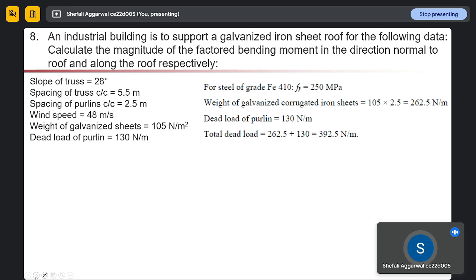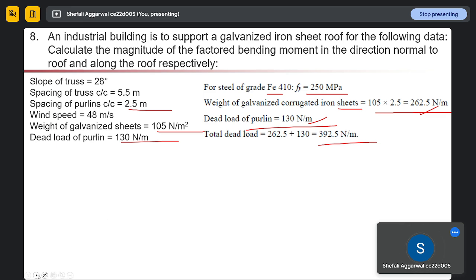So first thing, what is given to us? Steel of grade 410. For our Fe 410, we are using fy as 250 MPa. Then we are given the weight of galvanized corrugated sheet as 105 Newton per meter square, and we multiply it by the spacing of purlins to get the weight in Newton per meter. So this is the weight of our corrugated sheet. Then we have the dead load. Dead load of purlin is given as 130 Newton per meter. So the total dead load will be dead load of sheet plus dead load of a single purlin. It is 392.5 Newton per meter.